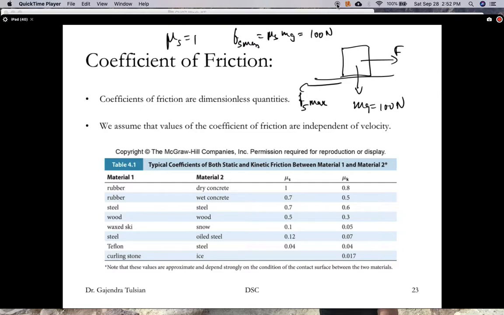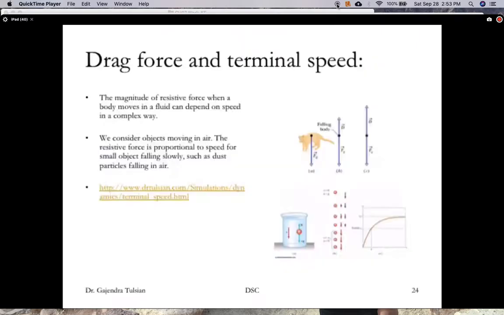So what these numbers mean is if mu_s is 0.7, to get the 100 newton object started, all you need is a 70 newton force. For wood on wood, mu_s is 0.5, so for a wood block sitting on a wooden surface, you need 50 newtons to get it started for a 100 newton block. That's what these numbers mean. All right, we'll pause here.